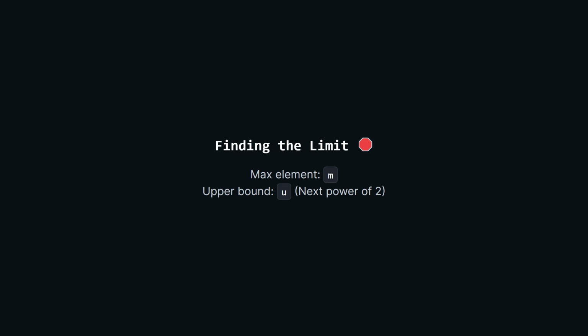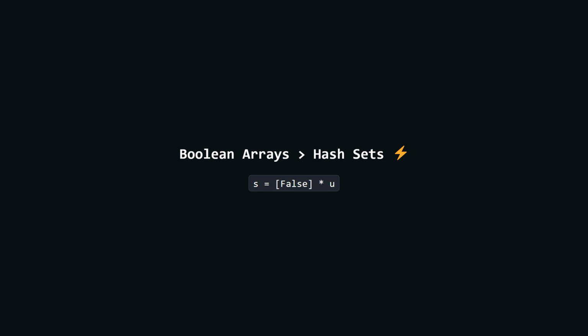First, we observe that the XOR operation never requires more bits than the numbers we start with. So we find the maximum number in our list and find the next biggest power of 2 to use as an upper limit. Because we know this strict upper limit, we can use a simple list of true and false flags to keep track of the XOR values we have seen, which is much faster than a standard hash set.